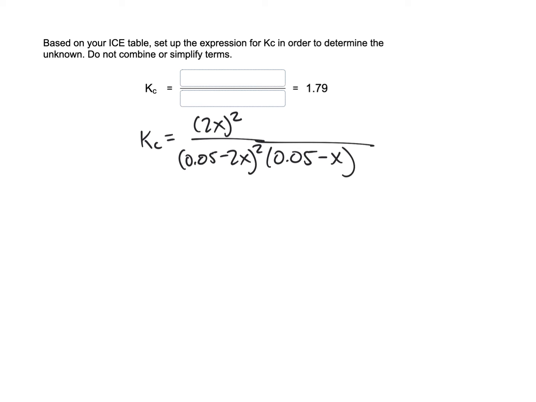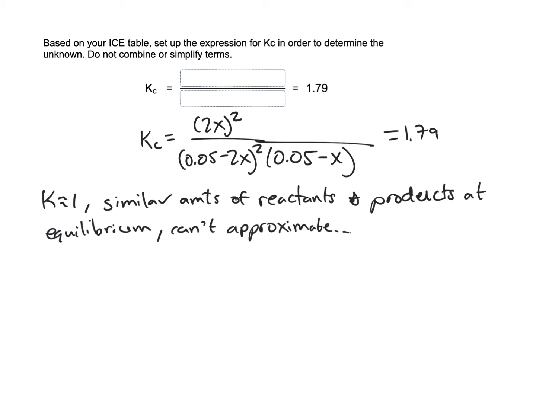Now we get to the point where we actually have to look at this and try to solve for x. So here we can first say that based on the value of K, K is close to 1, so we expect similar amounts of reactants and products at equilibrium, and we can't approximate. We need to solve this exactly. So here are some ideas for how to do that.